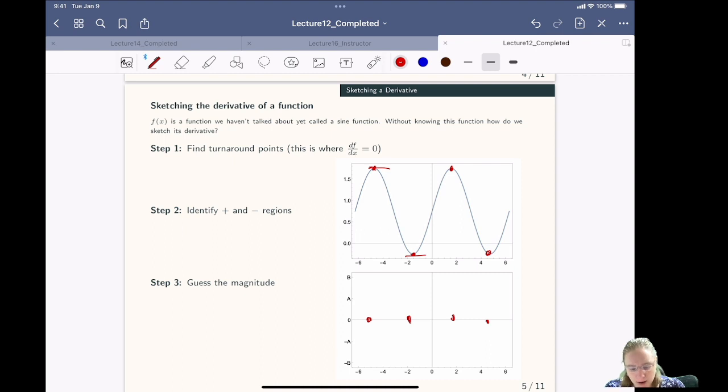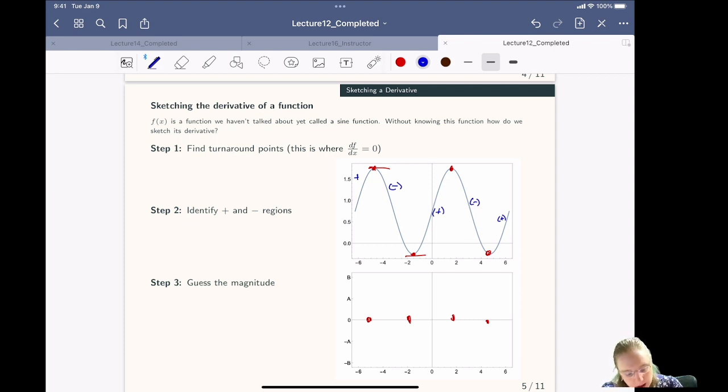All right, now you're going to identify the regions where the derivative is positive and where it is negative. To remember whether the derivative is positive or negative, we're thinking about the slope. So imagine a little bicyclist. If the bicyclist is going uphill, then it's a positive derivative. If the bicyclist is going downhill, then it's a negative derivative. So this is a positive region. This is a negative region. This is a positive region. This is a negative region. This is a positive region. Note that it should switch sign at each one of those turnaround points.